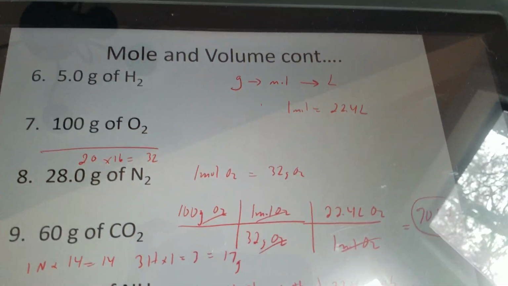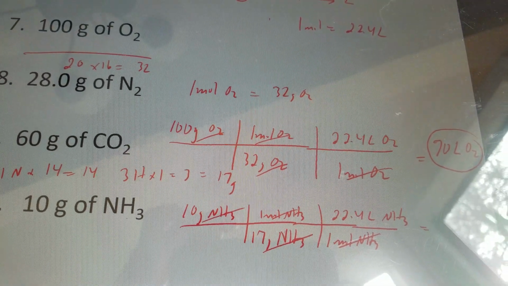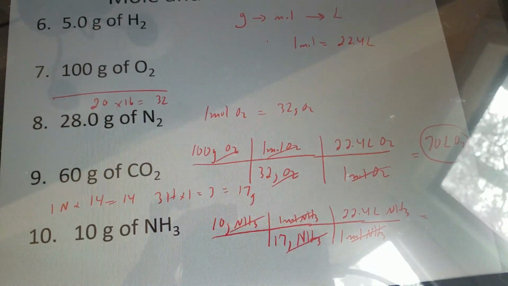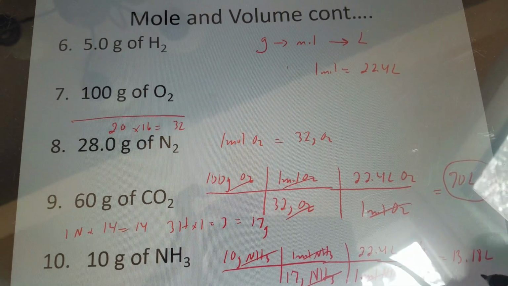And now the rest is just doing the math. So I take my 10 divided by the 17, multiply by 22.4, and I get 13.18 liters of ammonia.